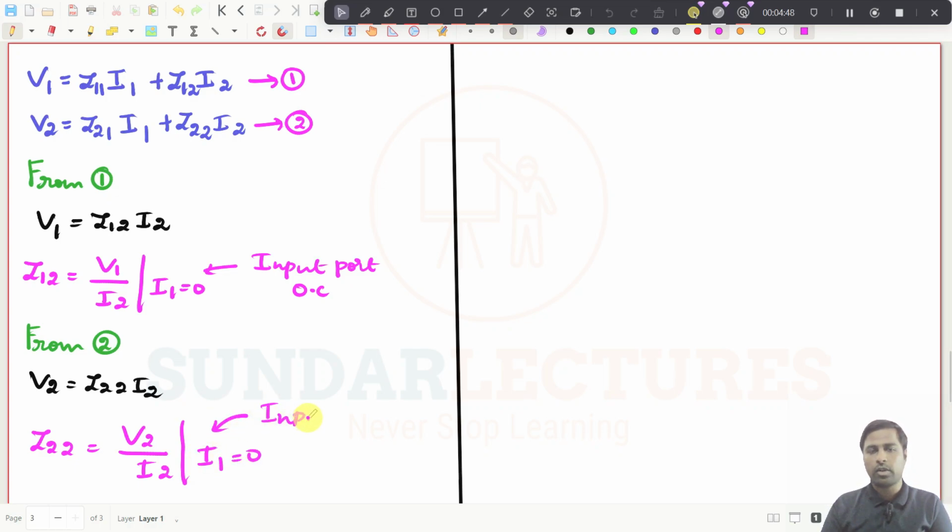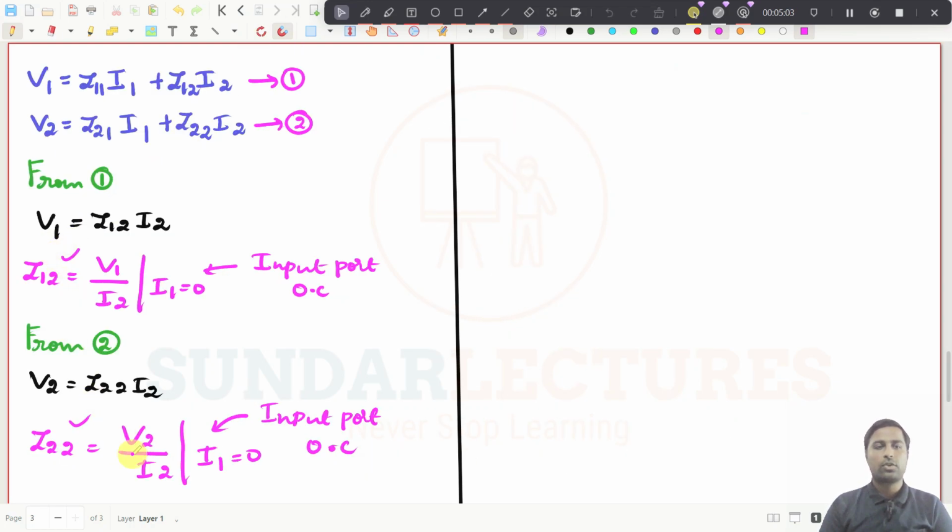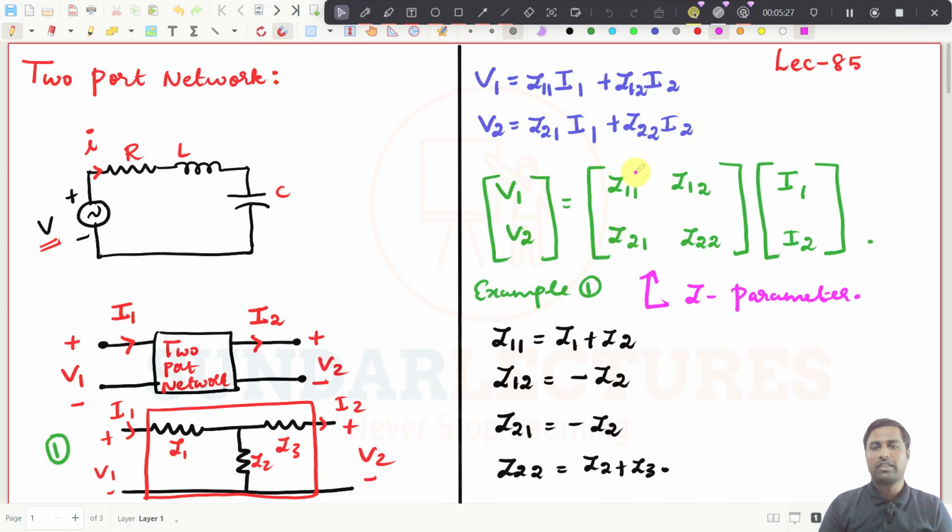So the input port here is also open circuited. See, now we got Z11 and Z22. All the parameters we have got, right? So Z11, Z12, Z21 and Z22. All the parameters we have got with two different circuit combinations. With the input port open circuited, we will get Z12 and Z22. With the output port open circuited, we will get Z11 and Z21, right? Both the values we have got. This is nothing but what we are calling the Z parameter. This whole network we are calling the Z parameter, right?